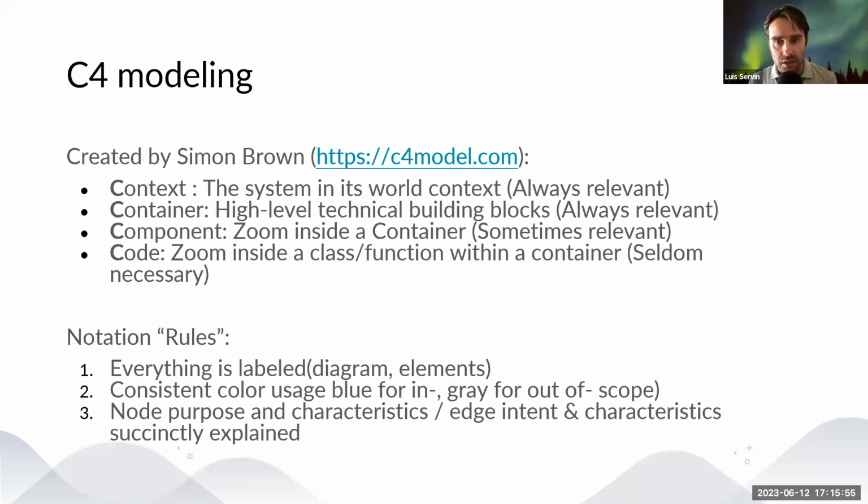And the most important thing, and this is where the threat modeling tool fails horribly, is that everything has to be labeled. You label your data flows, you label your elements, and you are consistent in the usage of colors. For example, blue for in scope, gray for out of scope, and you tell what every element is there for, both the nodes and the edges. So meaning the lines connecting the nodes.